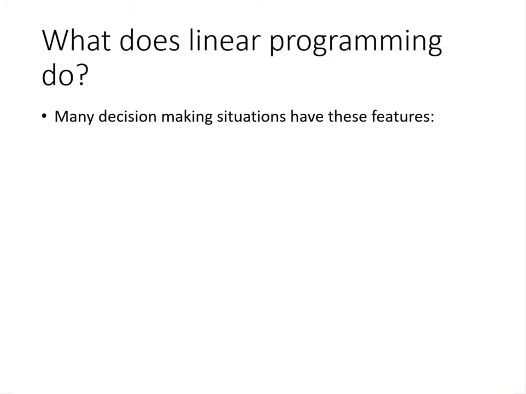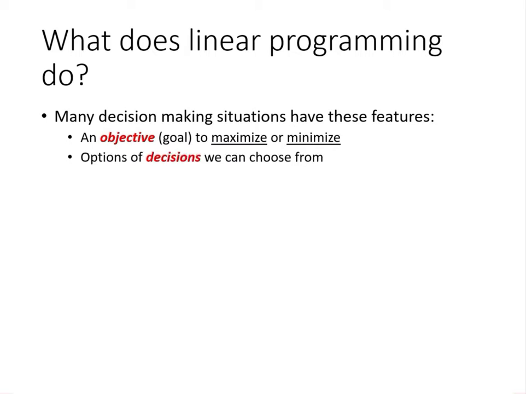If you think about these examples, they show some common features of most decision-making situations. First, there's an objective or goal that we try to either maximize or minimize. Second, there are decisions we need to make. Third, we cannot make arbitrary decisions. There are certain constraints that we need to satisfy.